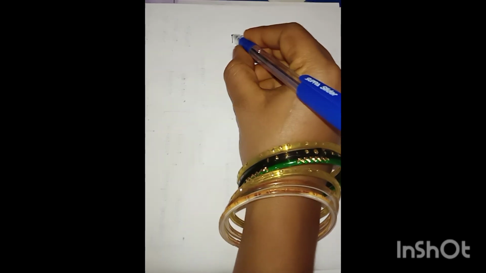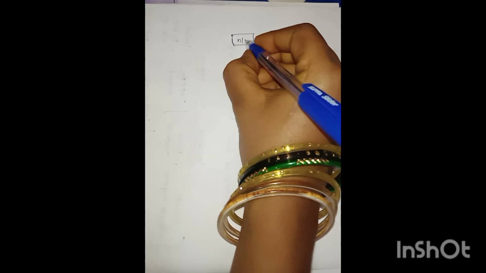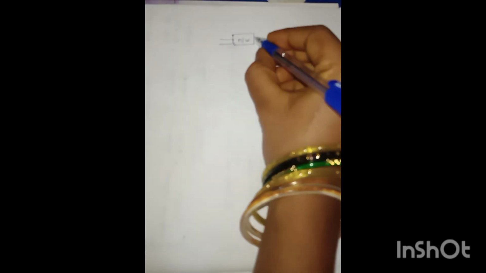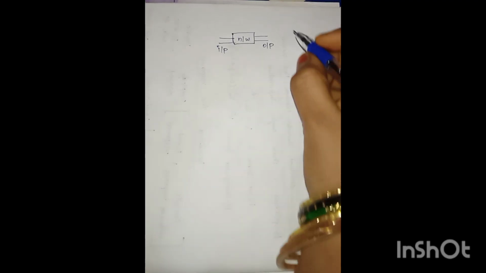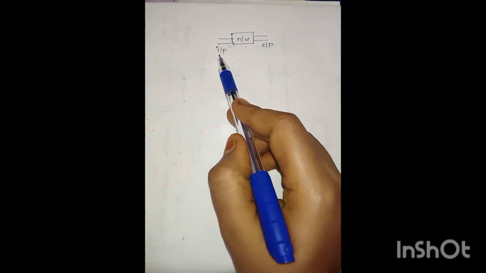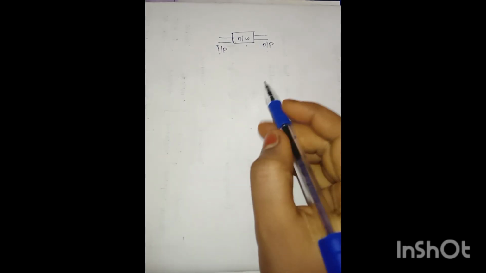First of all, we need to know what is a two-port network. If the network has two separate ports for input and output, then the network is said to be a two-port network. Here, the network having two separate ports for input and output is said to be a two-port network.